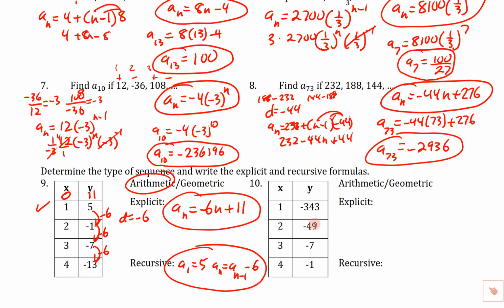There's no way that this is the same common difference between these. The difference here would be something like 6, and here it would be like 42. So there's no way we have a common difference. This one's definitely going to be geometric. Let's see if we can tell what it is.